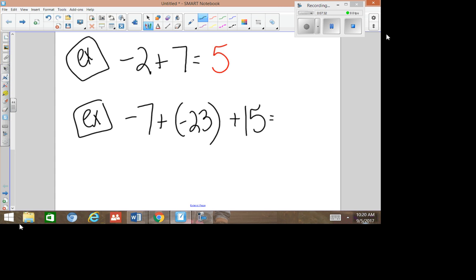Okay, Lucas, tell me what you're going to do first. I got to put these two together first, right? Yeah. You can't do 3 numbers. You can only do 2 at a time, right? Okay, so what is negative 7 plus negative 23? 30. Negative 30. Why? Because they're both negative, so you add them and keep their sign. Very good. So negative 30, and then I just bring the plus 15 down.